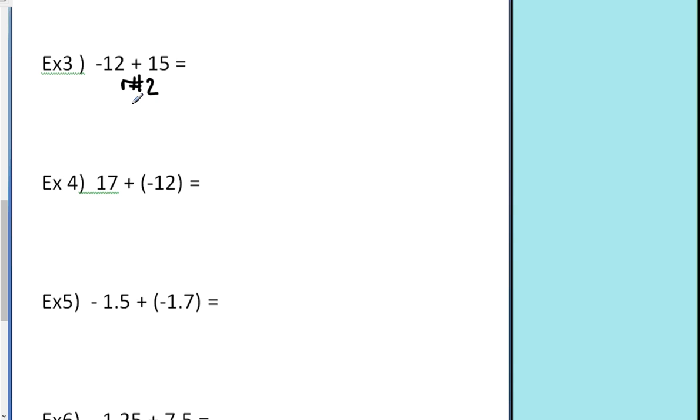Rule number 2 says subtract them. So we can just write sub. And that's what we do. 15 minus 12 is 3.